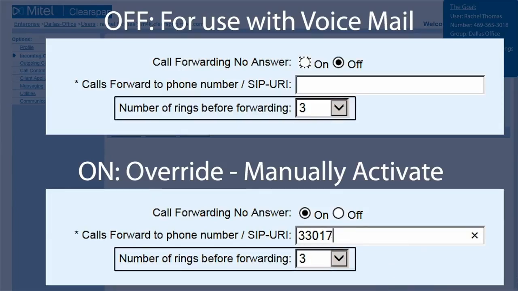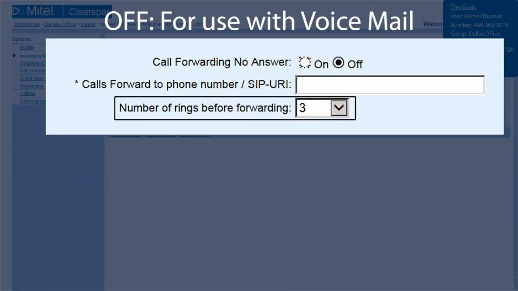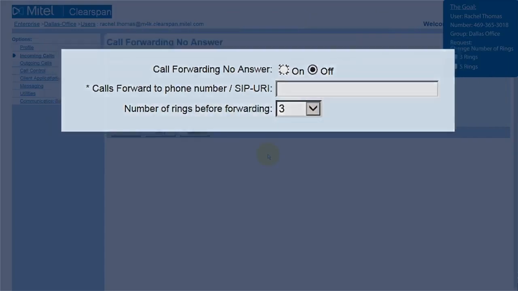The second action is the Rings Before Forwarding. This action is independent and works with either voicemail or the override. So if I'm using voicemail, the Call Forward No Answer would be set to off. It doesn't matter what's in the Calls to Phone Number field. And the Ring Before Forwarding would control how many rings before the incoming caller is forwarded to voicemail.